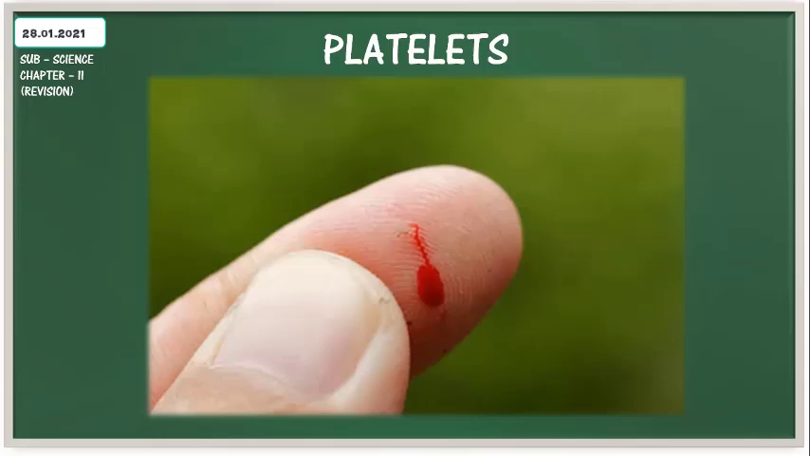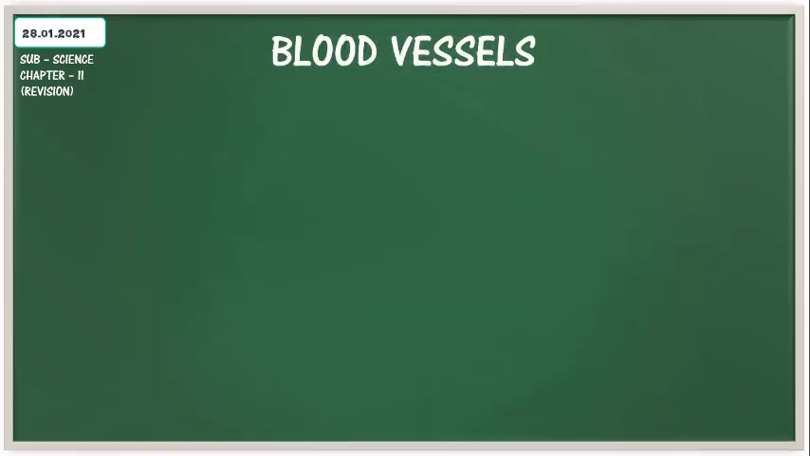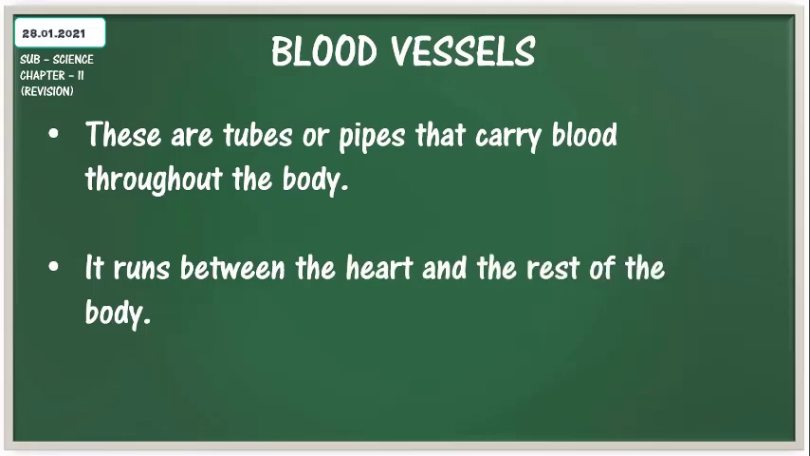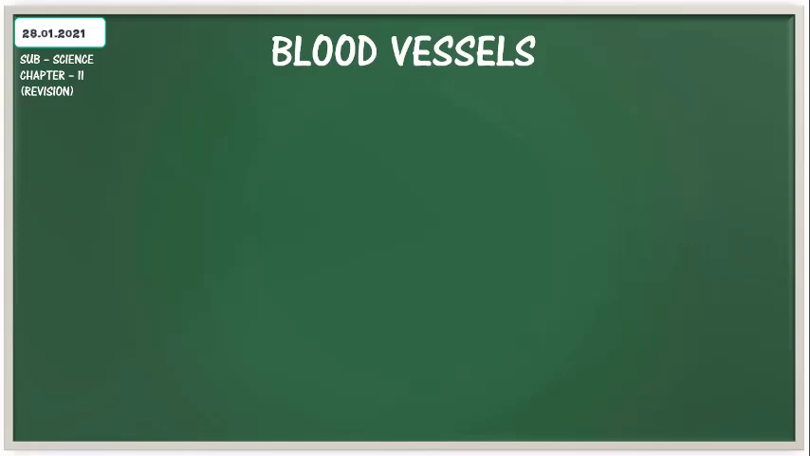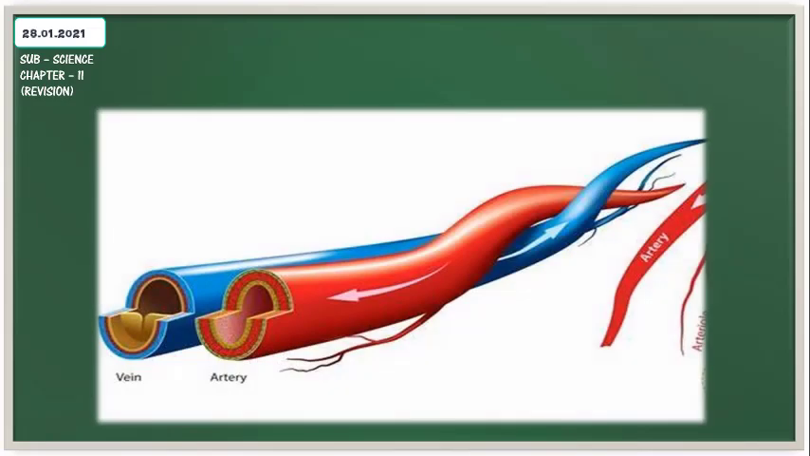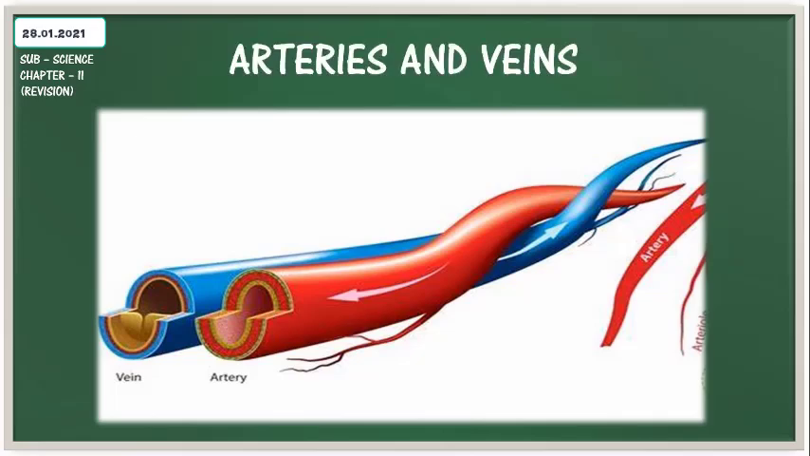Then come blood vessels. These are tubes or pipes that carry blood throughout the body. They run between the heart and the rest of the body. There are three major types of blood vessels in the body, that is, arteries, veins, and capillaries. Arteries carry blood from the heart to all parts of the body, while the veins are the blood vessels that carry blood from all the parts of the body back to the heart.